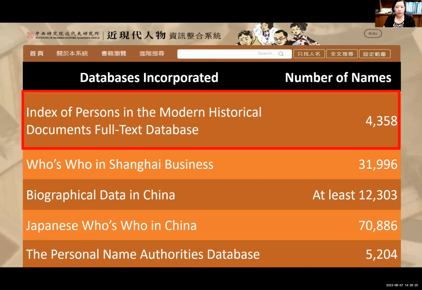The index of persons in the modern historical documents full text database was at the beginning a byproduct of arranging and digitizing the diary of Tan Yankai. In order to help the readers of Tan's diaries to have a rough understanding of the people Tan mentioned frequently, the staff of the digitization committee of the Institute of Modern History compiled a brief introduction for each person. Most compilers did not check primary sources, so the quality of information depended highly on the quality of the biographical dictionary they consulted. At the present stage, this part has 4,000 records.